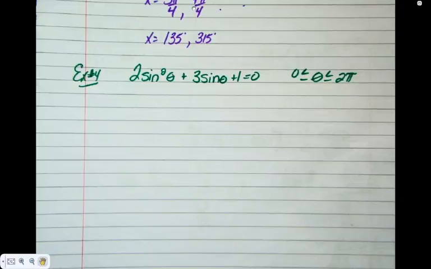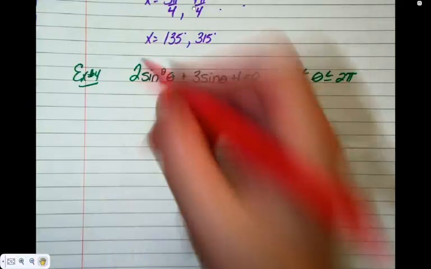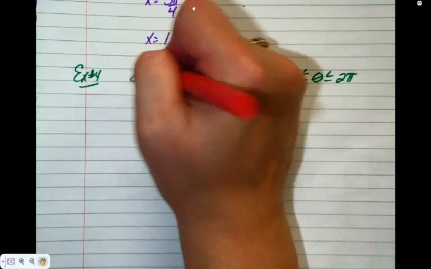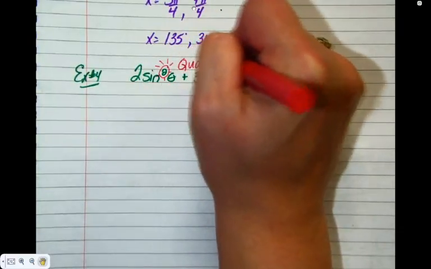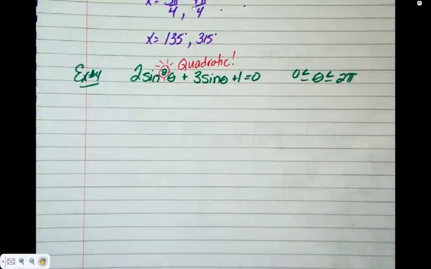What is going on? There's stuff all over the place. Quadratic. It's quadratic. Who doesn't love factoring?